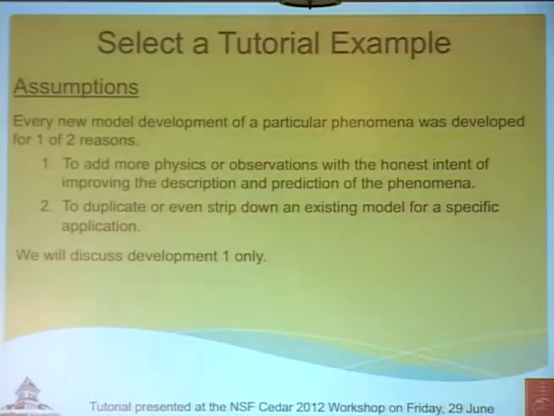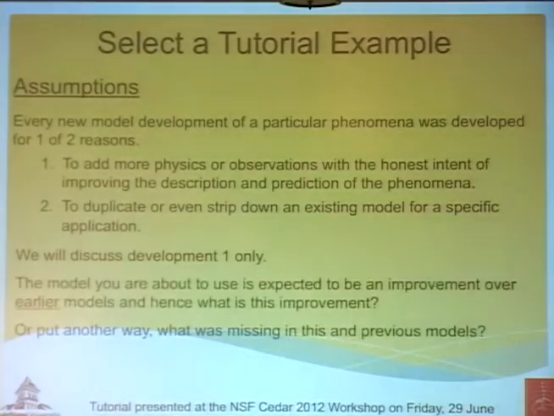You've got the state-of-the-art model. It's been a historic development project, and you're wanting to know more about it. So the statement is you're expecting this model to be an improvement over earlier models, and if they had to be improved, there was something wrong. So the other way around is what was missing in previous models and what's still been left out, okay?